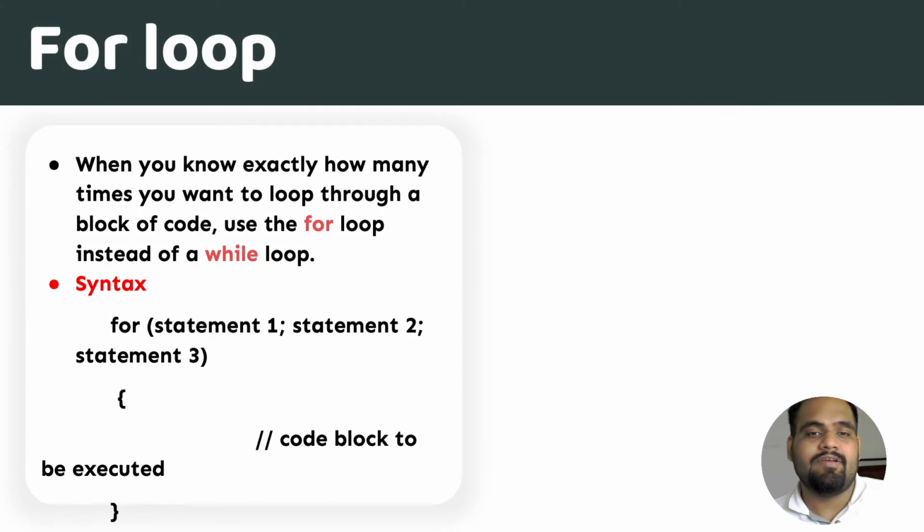When you know exactly how many times you want to loop through a block, you use a for loop instead of a while loop. For loops are very precise, to be honest. Three statements are used: statement 1, statement 2, statement 3. Again, the same thing that I told you in the while loop chapter. There are always three statements, and then you have the code that is going to be executed. This is how it is defined, very well structured.